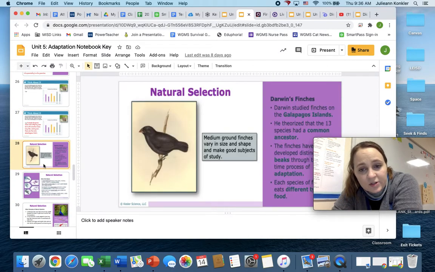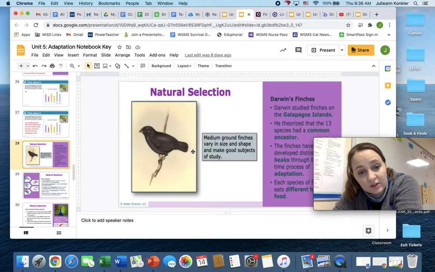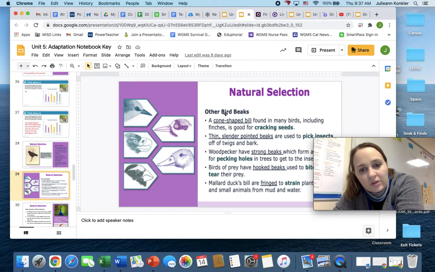We have information about our finches in the Galapagos Islands, and why birds have different beaks, because that's one of those big adaptations for the finches. So all of the finch birds came from one specific finch, and they all changed. Their beaks changed because of the environment they were in and the food that they were going after. And this kind of shows you the different types of beaks that birds can have and why they have different beaks, like what's the purpose of it.